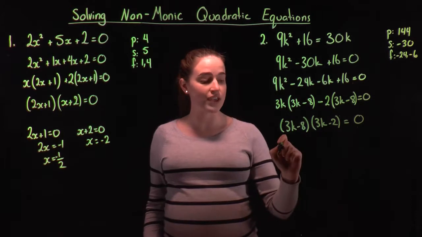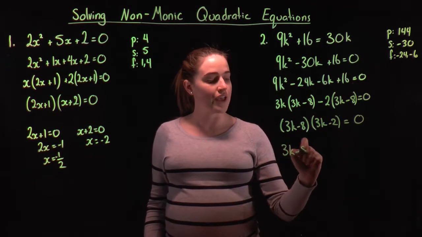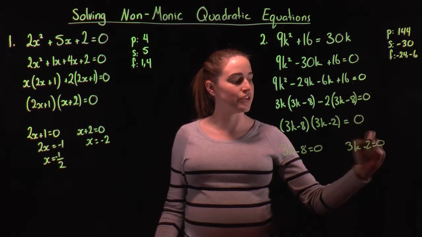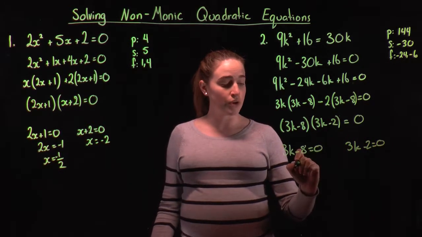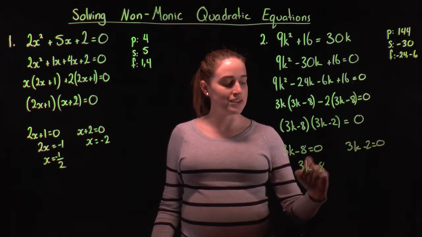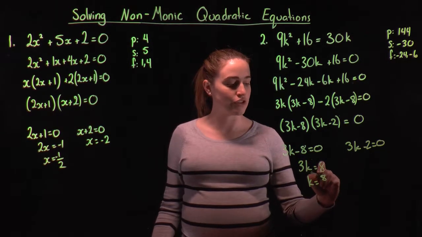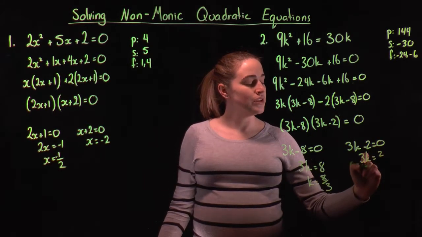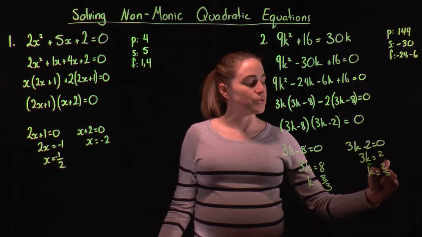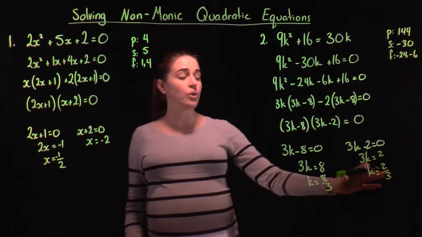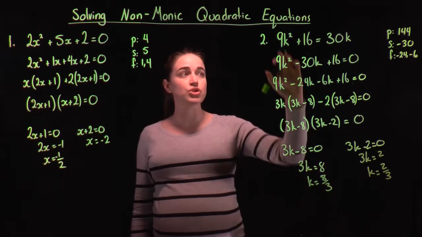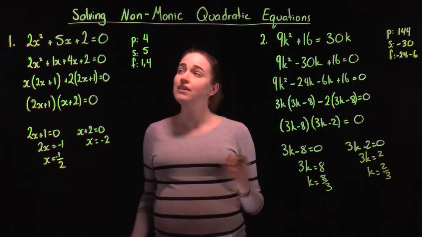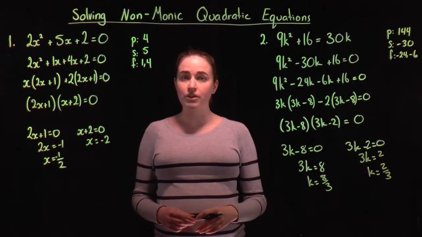If I now separate those out, I'll have 3k minus 8 is equal to 0, or 3k minus 2 is equal to 0. If I go through and solve both of those, I'd have 3k is equal to 8, or k is equal to 8 over 3. And in this one, I'd have 3k is equal to 2, so k is equal to 2/3. Now don't forget you can always double check that your answers are correct by substituting them back into the original equation and making sure that it makes sense. So that's two examples of solving non-monic quadratic equations.